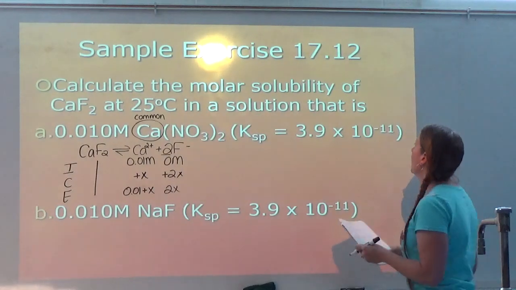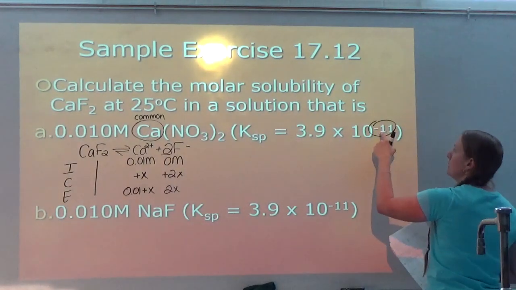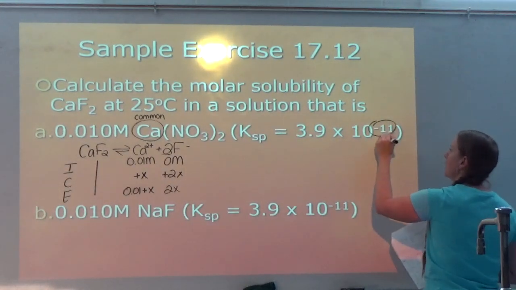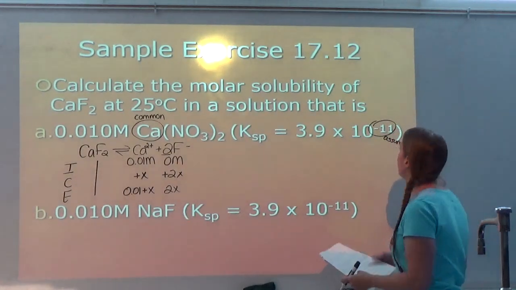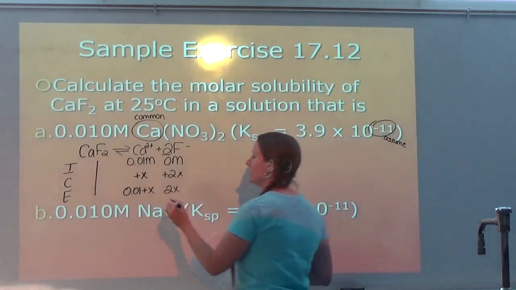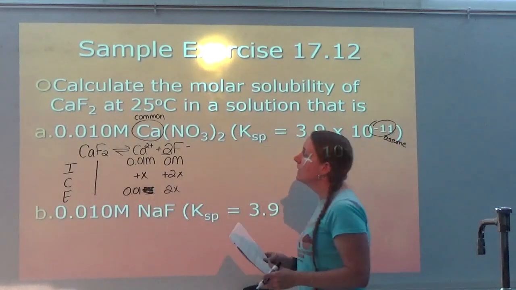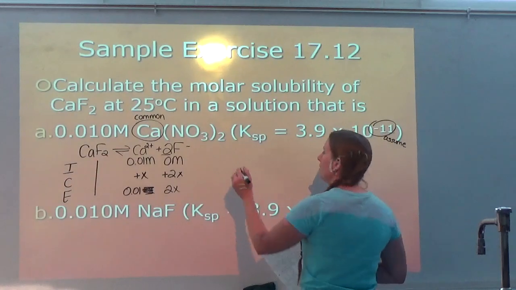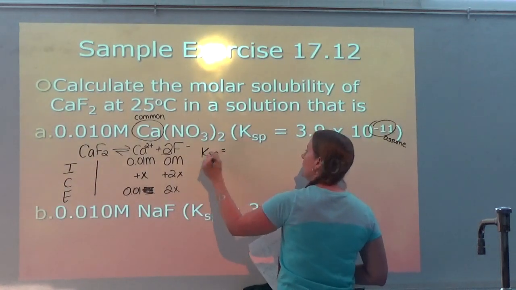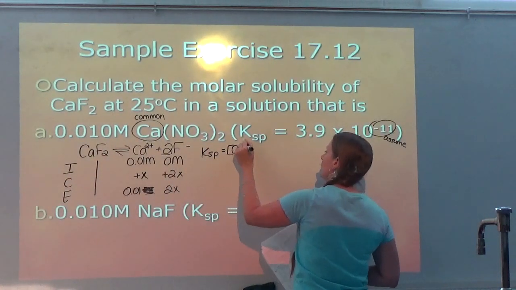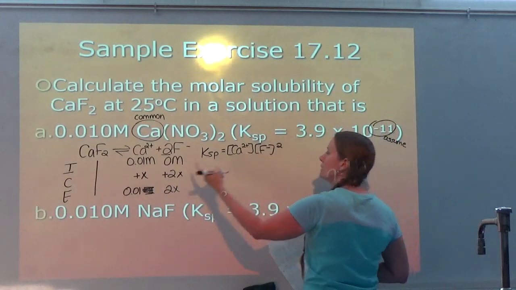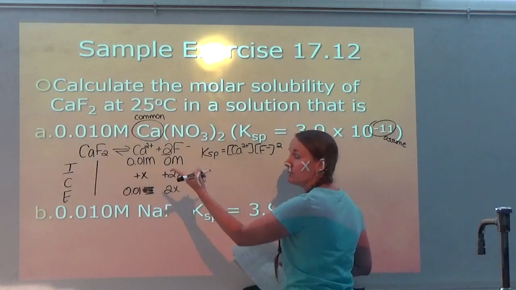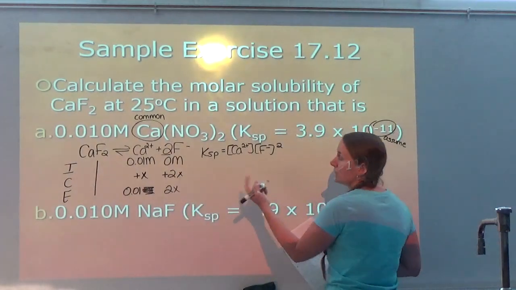So I'll look up here. This is less than 10 to the negative 5, or like I said, most of the time on the AP exam, 10 to the negative 4 is small enough. So I can do my assumption. My assumption is I can get rid of this X. Then I set up my K value. KSP is my calcium ion concentration times my fluoride ion concentration, but squared because of that. I don't have to divide by my reactants because, of course, it's a solid.